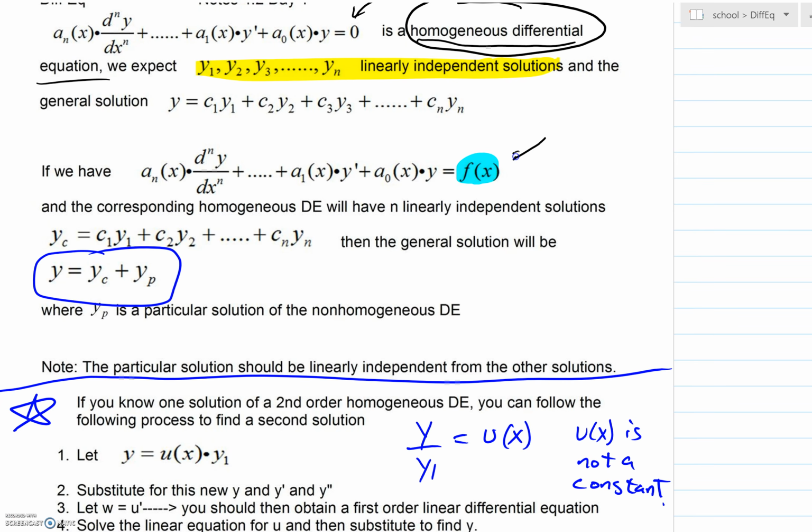Well, of course, who says that the right side is 0? The right side could be a constant like 5. It could be something like e to the 4x. It could be a function like that. Let's just say you have a non-homogeneous differential equation. You would expect there to be n linearly independent solutions from a general solution, but we'd also expect to have a particular solution. That's coming down the road.